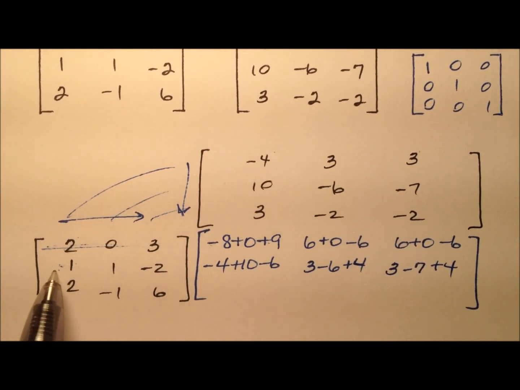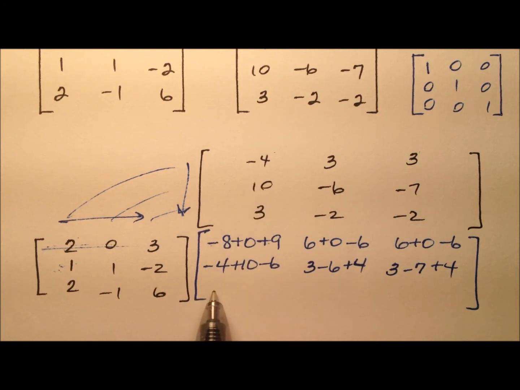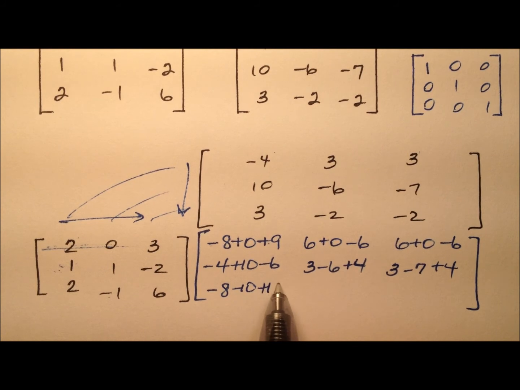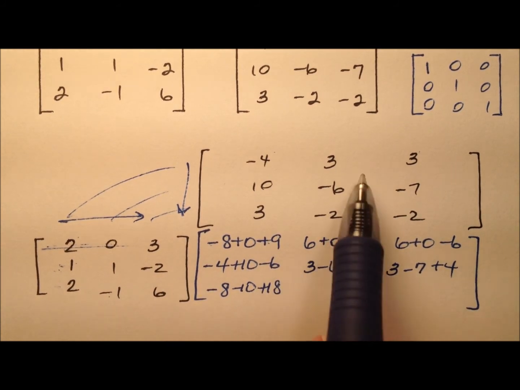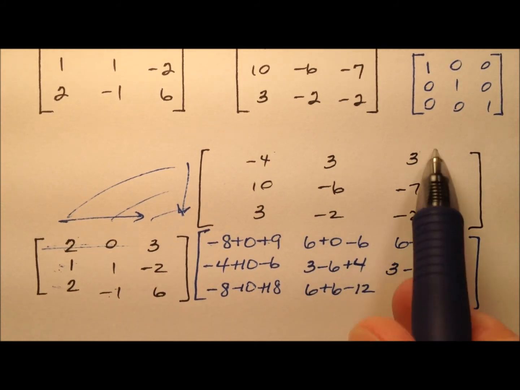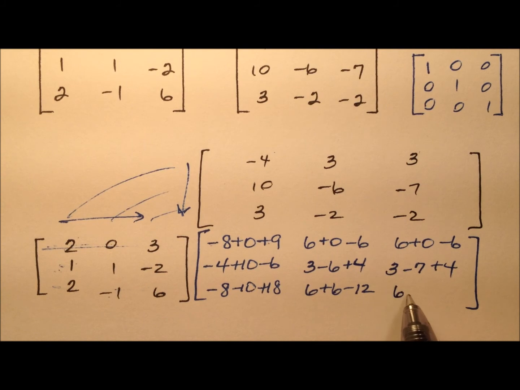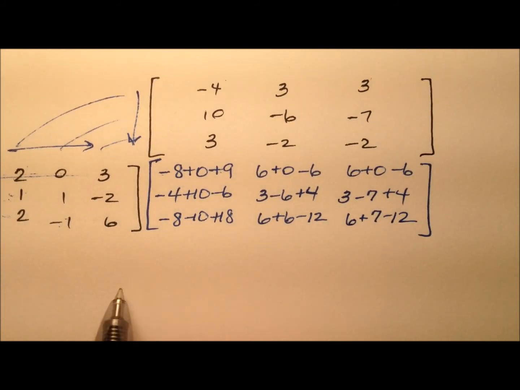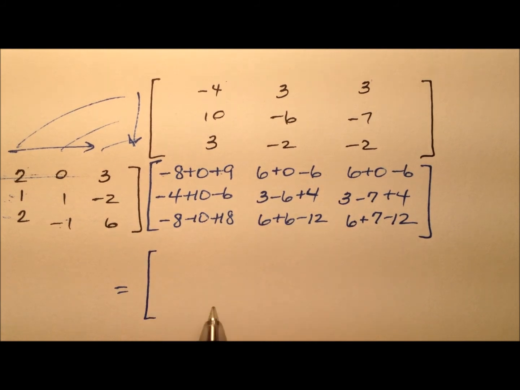Okie dokie. Last row now. So 2 times -4 is -8. Then we have minus 10 and plus 18. So row 3, column 2, looks like 6 plus 6 minus 12. And finally, row 3, column 3, looks like 6 plus 7 minus 12. So everything kind of looks like it's going to shape up nicely.